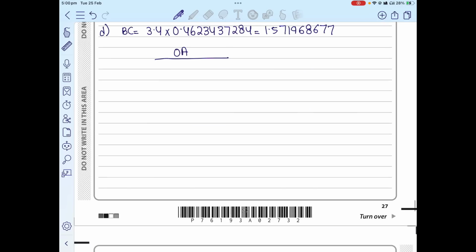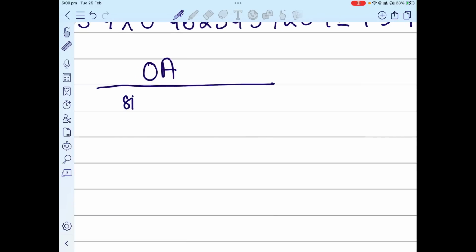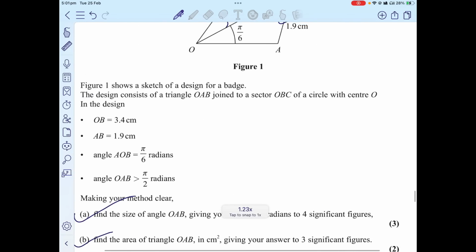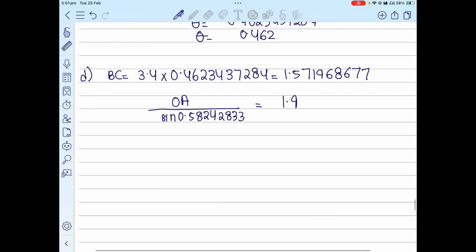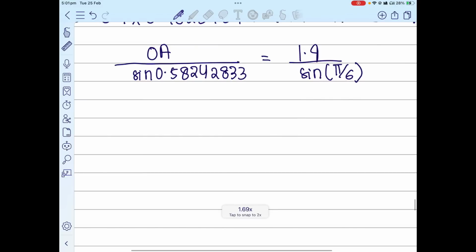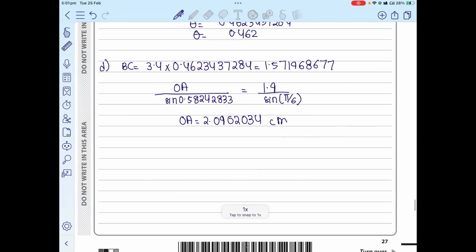So we're going to use this value, OA over sine of 0.58242833 is equivalent of, do we have any other angle that we can take, and include 1.9 and sine of pi over 6. Okay, so in this case, if I want to find OA, OA is 2.0902034 centimeters.